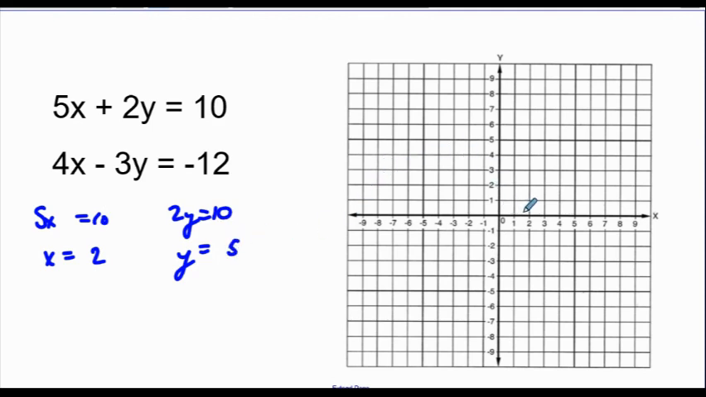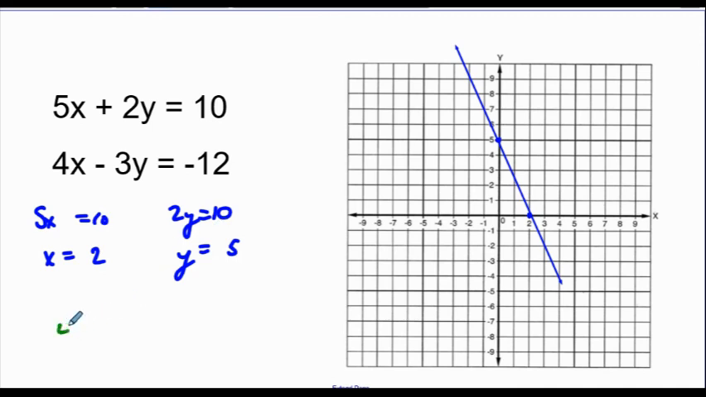So I'm going to have x at 2, y at 5, and now I just simply draw a line through those points, and I'll extend that a little bit so you can see it. Remember that it doesn't stop at the point, it goes all the way through the point. There we go.